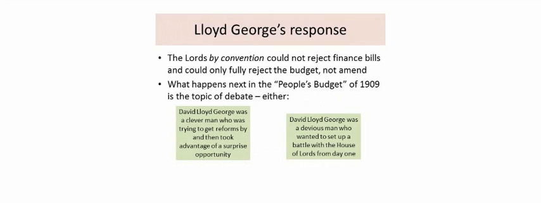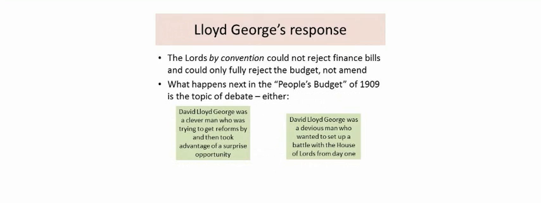Essentially, David Lloyd George deliberately provokes the House of Lords by trying to get these reforms through, and he sees this as a win-win. Either they allow this People's Budget through, and then this means he can get his reforms done, or they set up a fight, and therefore he can win the constitutional battle.